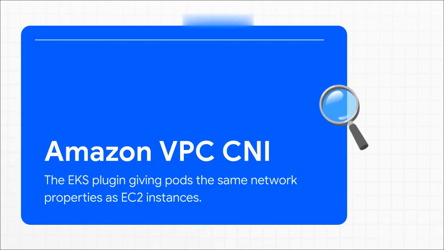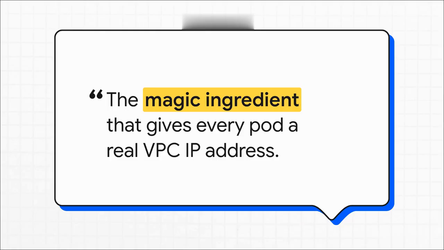You know, calling it a magic ingredient is actually the perfect description. Because instead of creating all these complicated, separate networks just for containers, the CNI does something incredibly direct. It just reaches right into your VPC's subnet and pulls out a real, honest-to-goodness, routable IP address for every single pod.